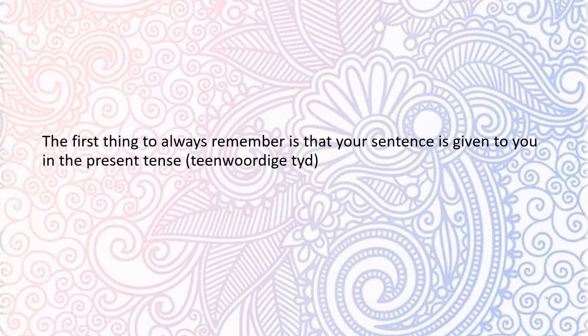When your sentence is given to you, it is important to remember that it will be given to you in the present tense, in teenwoordige tyd. You then have to take that sentence and turn it into the past tense, something that has happened already. Remember that. So think of it. You see a boy kicking the ball. Later on, you meet a friend and you tell him, the boy kicked the ball. What you have done is take something happening to something that's happened.